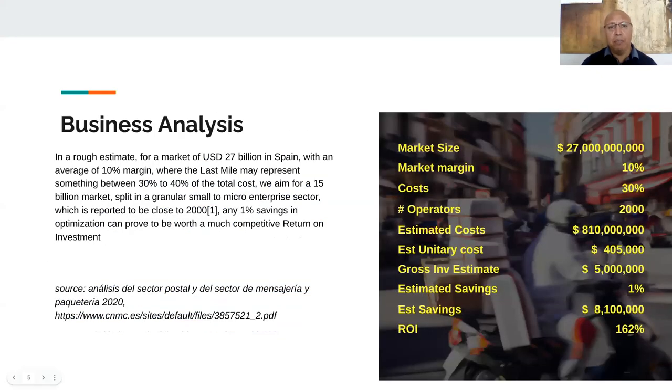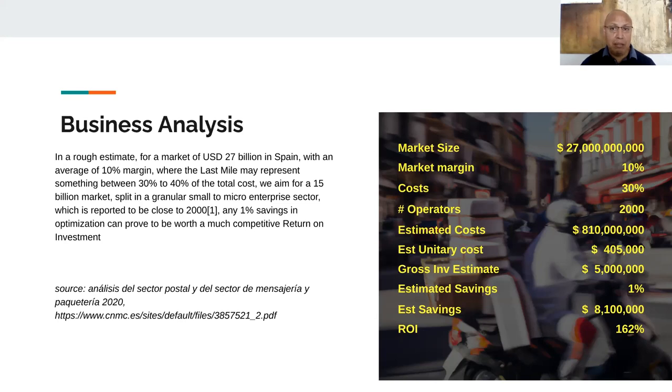So, based on the information from the National Commission for Markets and Competition, for a market of $27 billion in Spain, with an average of 10% margin, where the last mile may represent something between 30 to 40% of the total cost, and a compound annual growth rate close to 16%, we aim for a 50 billion market, splitting the granular, small to micro enterprise sector, which is reported to be close to 2,000 small companies. And 1% savings in optimization can be worth a very competitive return, as you can see.